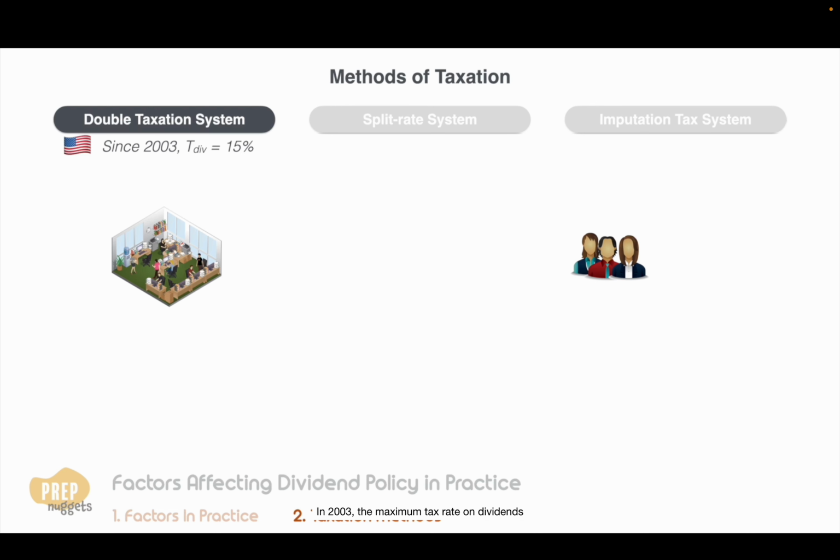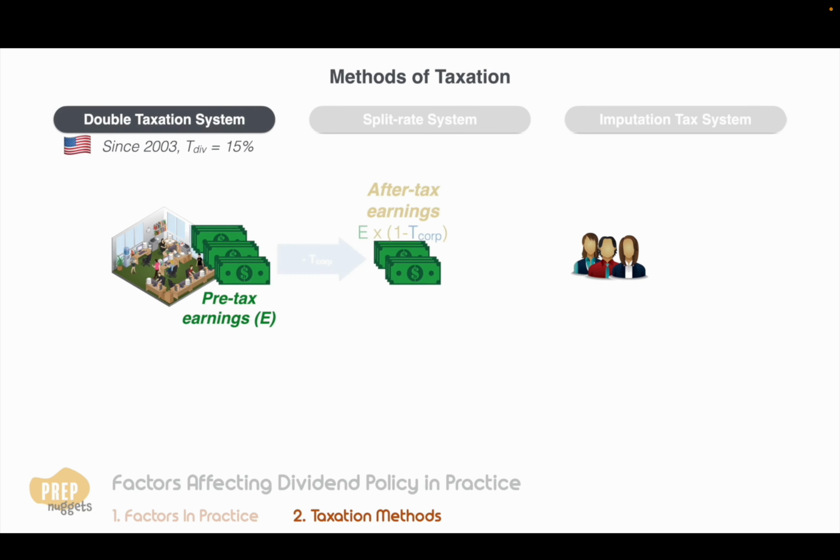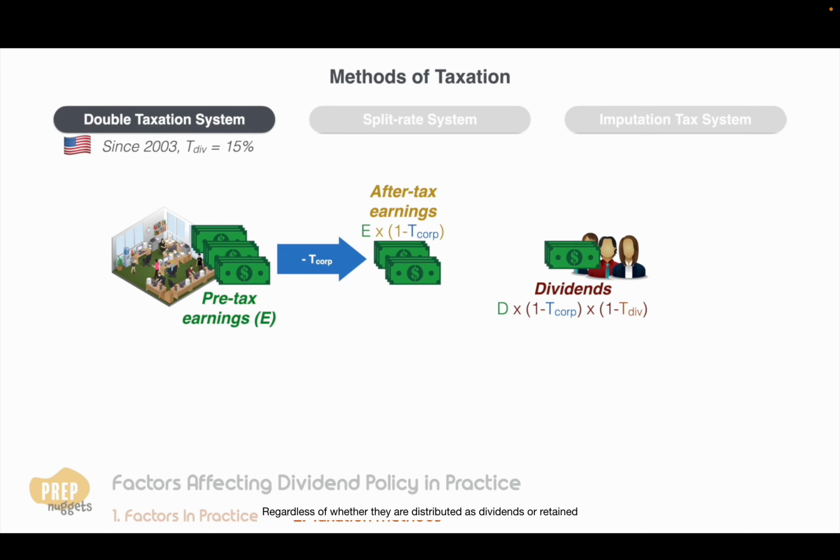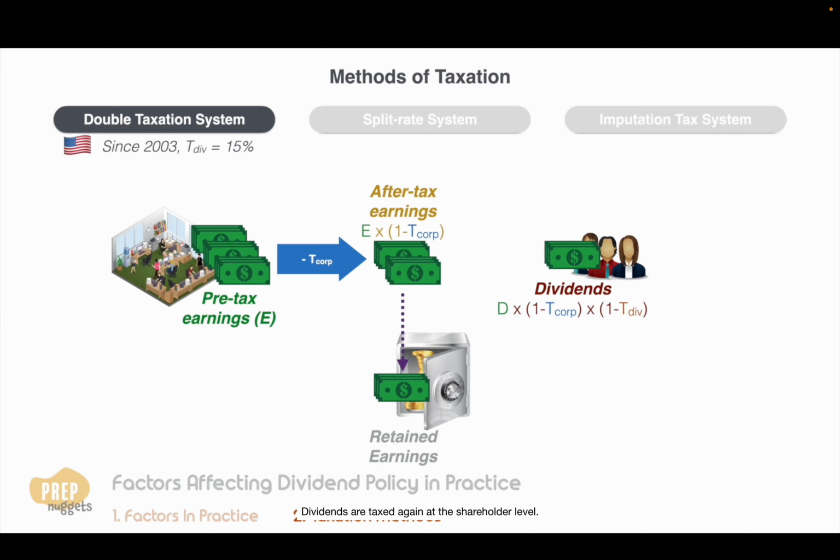First, the double taxation system, which is used in the US. In 2003, the maximum tax rate on dividends paid by US companies to shareholders was reduced from 39.6% to 15%. Under the double taxation system, earnings are taxed at the corporate level, regardless of whether they're distributed as dividends or retained in the company's balance sheet. Dividends are taxed again at the shareholder level.